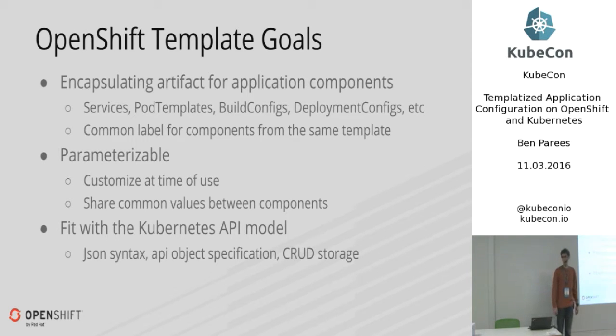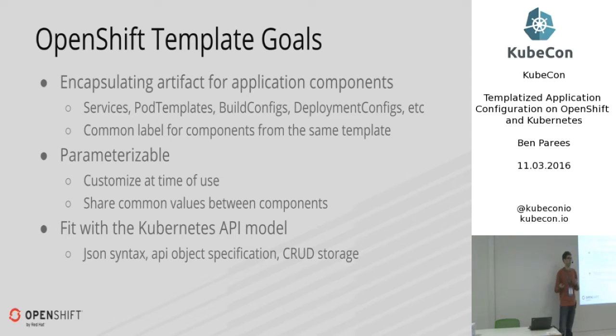So what were our goals with the OpenShift templates? Well, the main goal was that we wanted to encapsulate all of the components of your application. So you have your service, your replication controller. In the case of OpenShift, we add some additional resources: build configurations, deployment configurations, routes. So we wanted an easy way to have all of that in one place so that you could stand it up without having a bunch of different files or forgetting a piece.